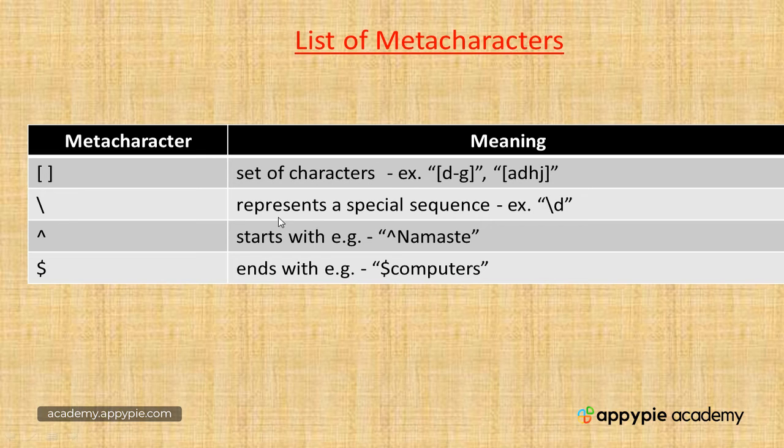The slash symbol represents a special sequence. For example, slash d. We have done an example of slash d also. It will display all the digits. And this is the caret symbol, right? It checks if the string starts with something. For example, if I write caret namaste, then if the string starts with namaste, it will be printed. Similarly, dollar is for ends with, for example, dollar computers. If the string ends with computers, then it will be printed.